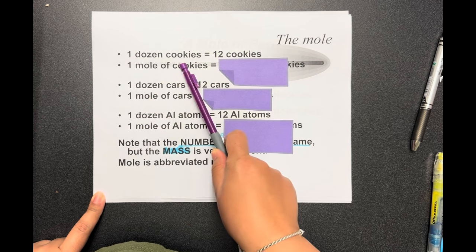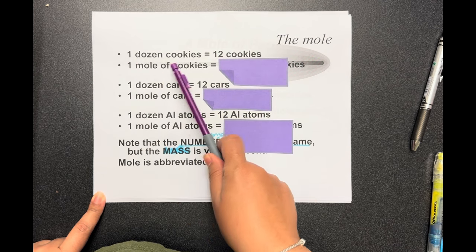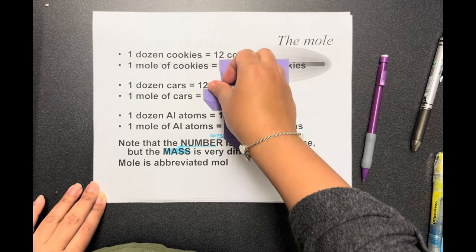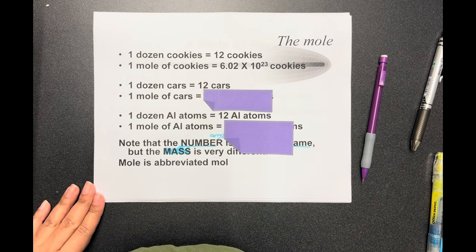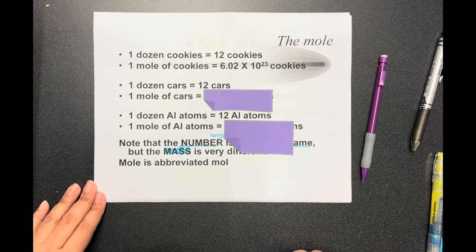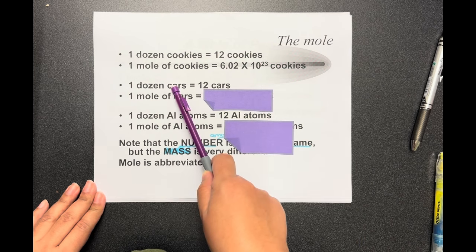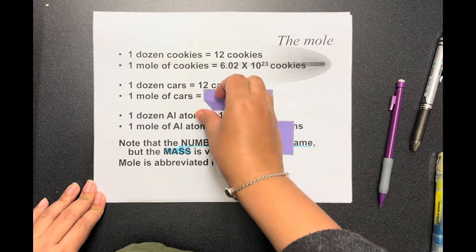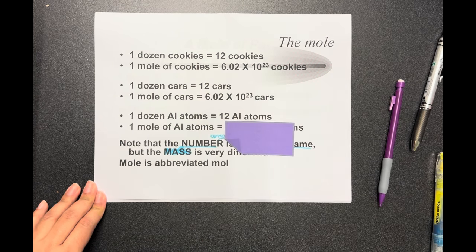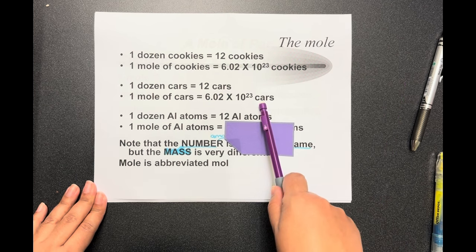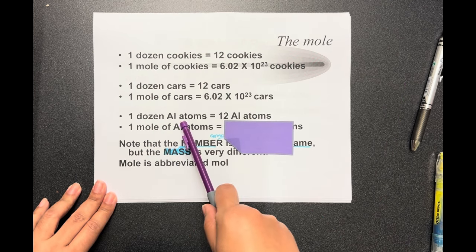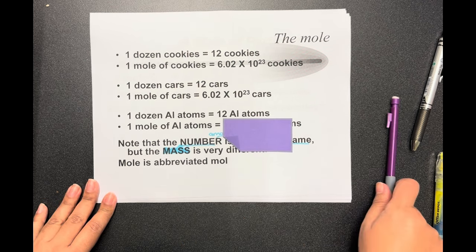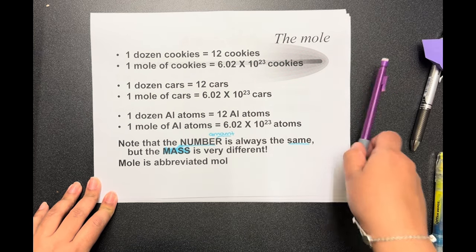If I have 1 dozen cookies, this word dozen means 12 cookies. But if I have 1 mole of cookies, just like the word dozen equals 12, the word mole equals 6.022 times 10 to the 23 cookies. If I have 1 dozen cars, that means I have 12 cars. But if I have 1 mole of cars, I'm going to have 6.02 times 10 to the 23 cars. If I have 1 dozen aluminum atoms, that means I have 12 aluminum atoms.